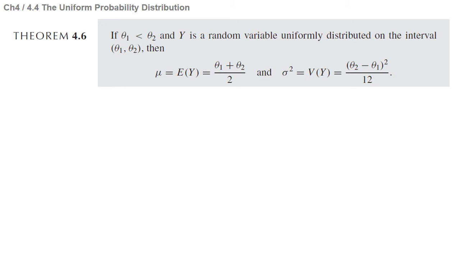And here comes theorem 4.6. If theta 1 is less than theta 2 and y is a random variable uniformly distributed on the interval theta 1 to theta 2, then mu, the expected value of y, is (theta 1 plus theta 2) divided by 2, and sigma squared, the variance of y, is (theta 2 minus theta 1) squared over 12. Let's check how this is true. Here, the distribution function on theta 1 to theta 2 looks like this.